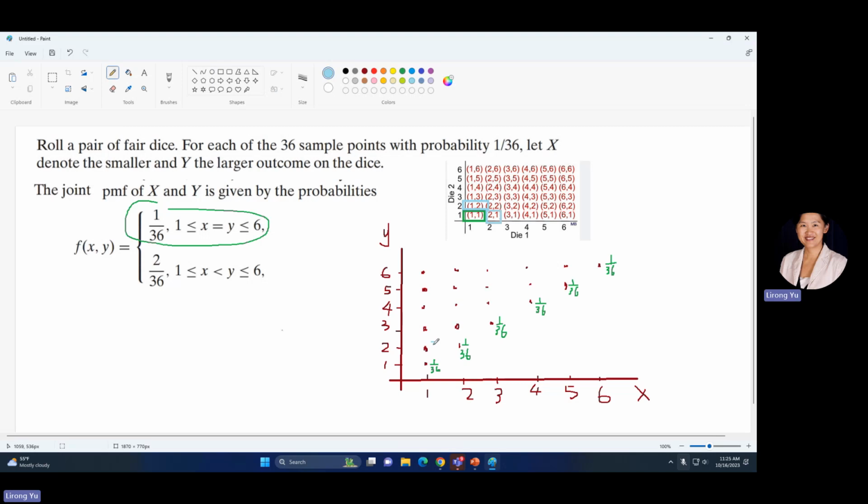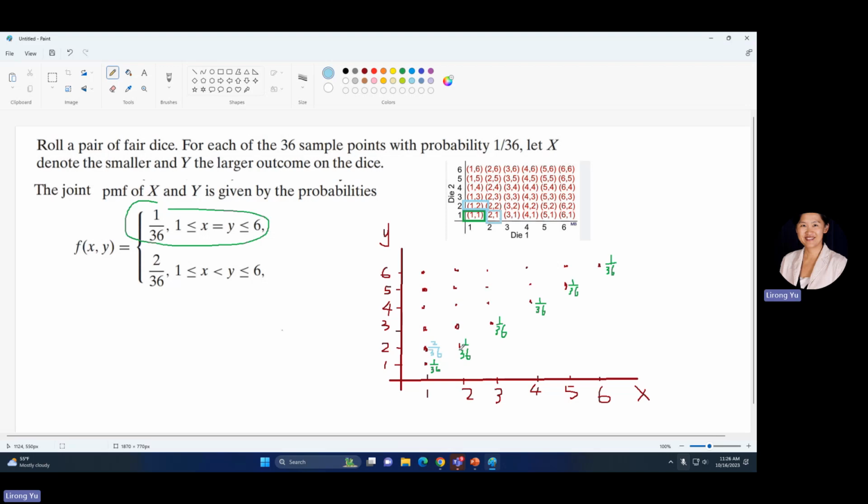So this is 2 over 36. All right, and that is the same way for all the situations when x is less than y. Each one of these, for example, this one is 1, 3. So you have 1, 3, and 3, 1. For this one, that is 1, 6. So you have 1, 6, and 6, 1.